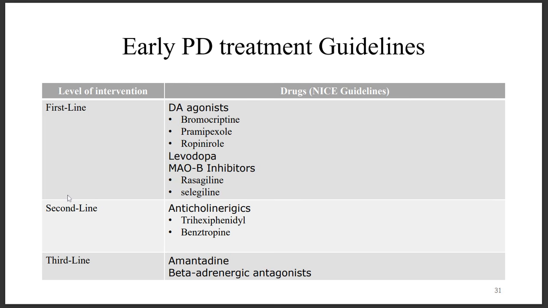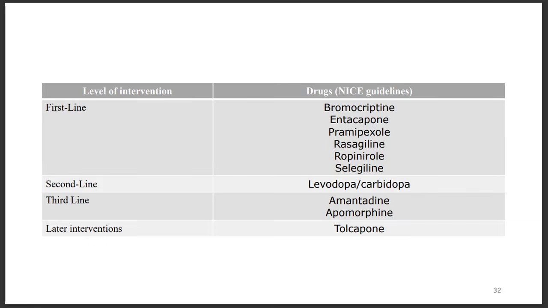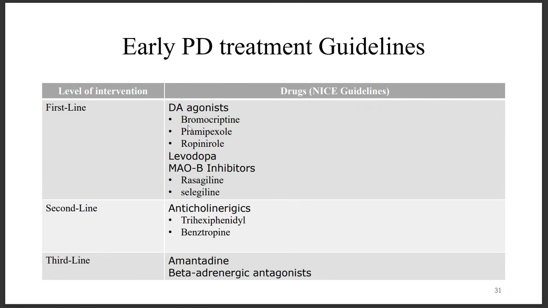So the second line is going to be the antimuscarinics, trihexyphenidyl and benztropine. The third line is where you can give amantadine, which is promoting the release, and the beta adrenergic antagonists. Now, this is in early treatment of Parkinson's disease.